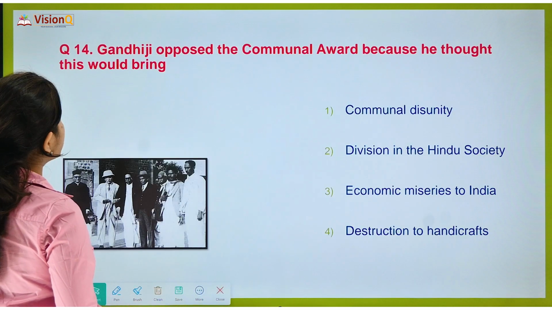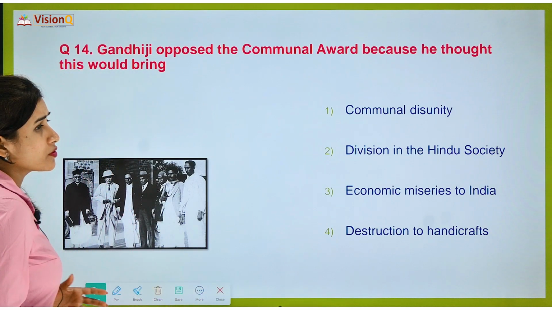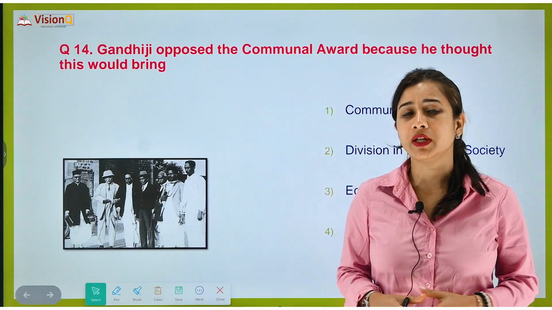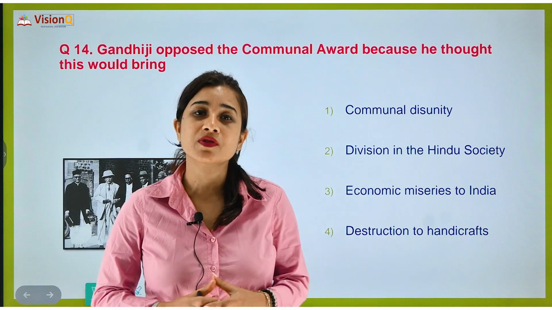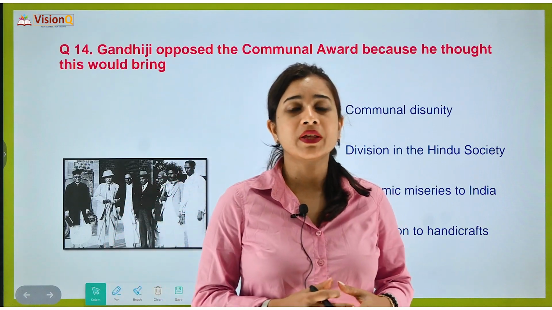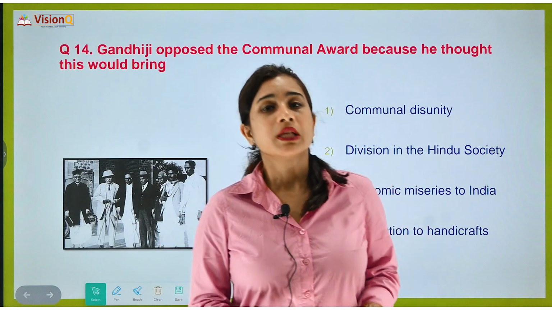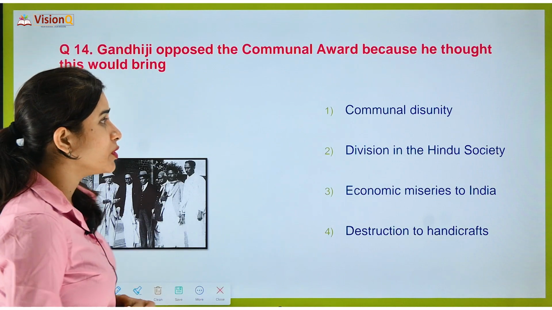Moving to the next question, Gandhiji opposed the communal award because he thought this would bring. So Gandhiji was at the Second Round Table Conference and on his return, Ramsay MacDonald announced the communal award. Gandhiji opposed the communal award, and when it was passed, he was in Pune jail. So what was the reason he opposed it?